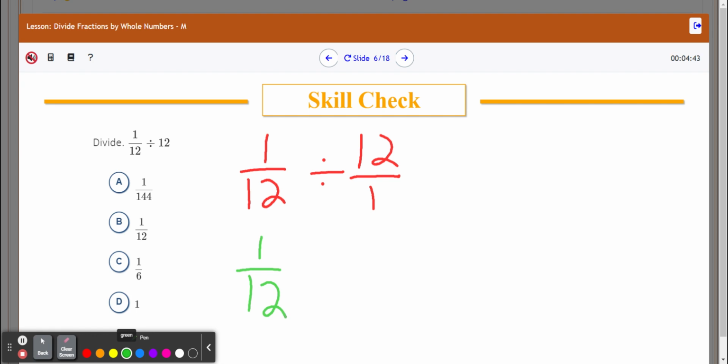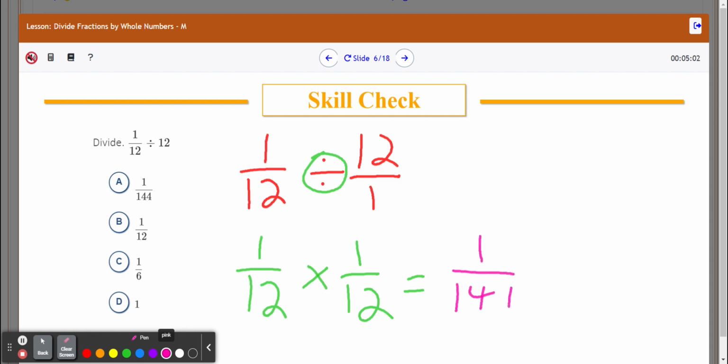We're going to change the division sign to a multiplication sign, and we're going to use the reciprocal of 12/1. So we just flip it. The reciprocal of 12/1 is 1/12. And then we just multiply across. 1 times 1 is 1, and 2 times 12 is 24.